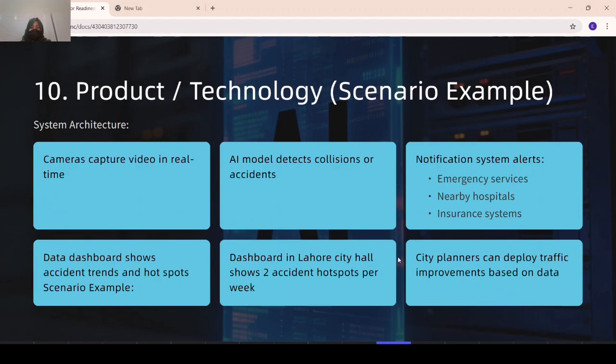Now we will see the product technology, for example the system architecture. First of all, cameras capture video in real time. The AI model detects collisions or accidents. The notification system alerts emergency services, nearby hospitals, and insurance systems. Then the data dashboard shows accident trends and hotspots. For example, a dashboard in Lahore City Hall shows 2 accident hotspots per week, and city planners can deploy traffic improvements based on the data. So this is just a simple system architecture.